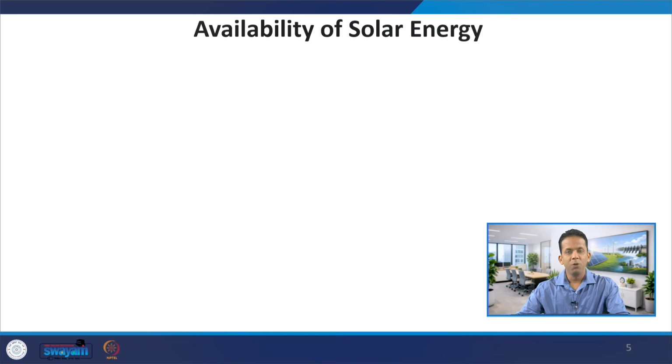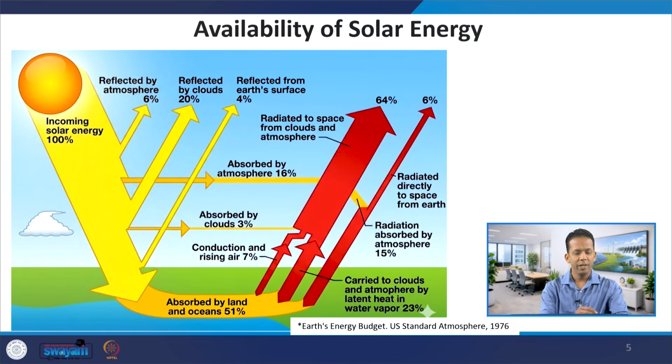Let us look at the availability of solar energy. All the energy which is coming from the sun, if we give it a value of say 100%, how much of it is actually making its way to the earth? Most of it is reflected. Almost 30% is reflected from the atmosphere by the clouds or from the earth's surface, and 51% is absorbed by lands and oceans.